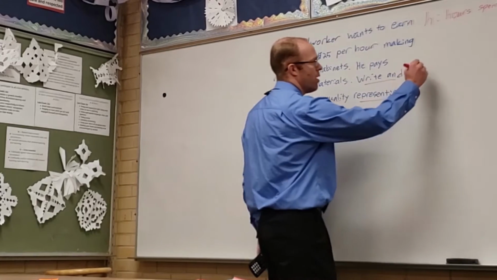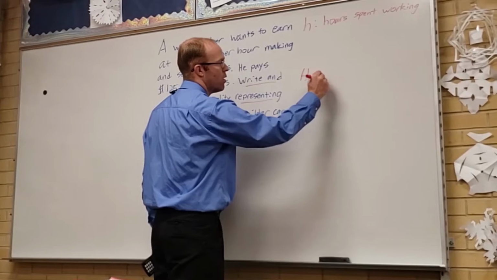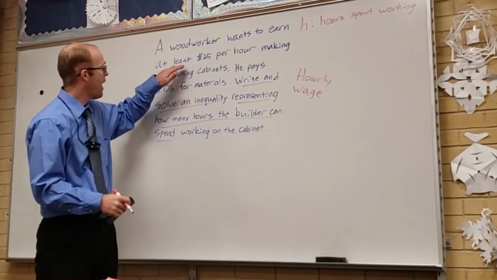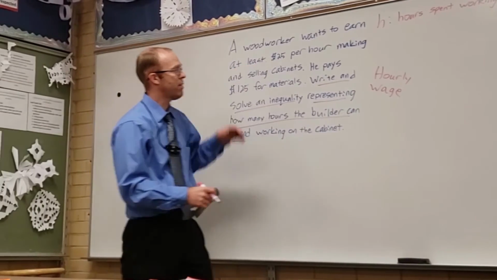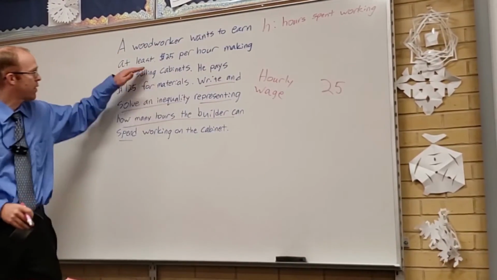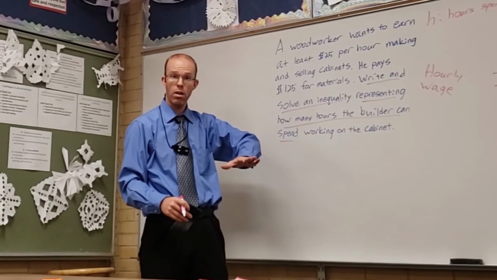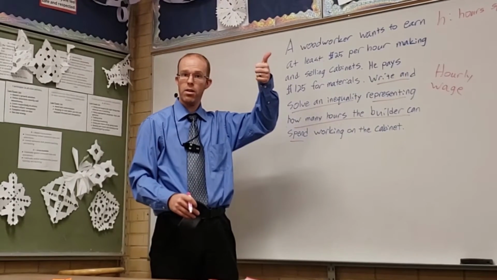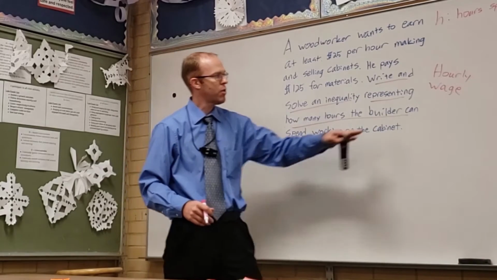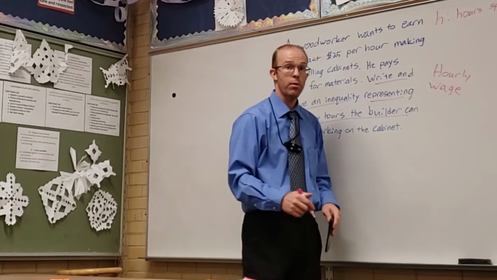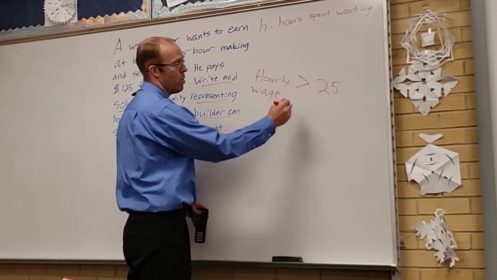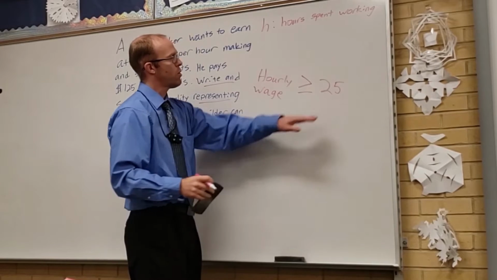So I know that our hourly wage must be at least 25. At least is a phrase that means that's the lowest that it can go. We're okay if it's more than that. We're okay if it's equal to that, but we don't want to go below that. So the symbol that we're going to use for this hourly wage is greater than or equal to, because we would like that to be more, or equal to 25.